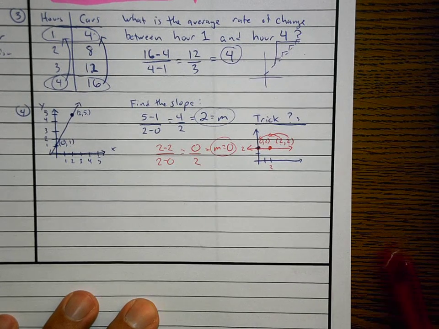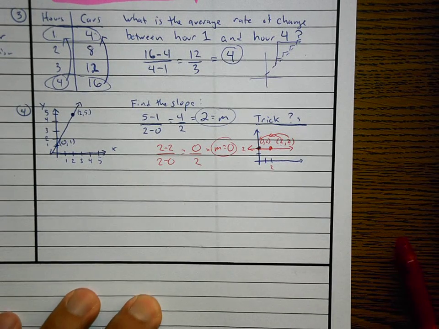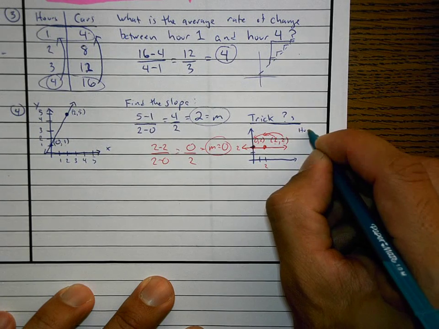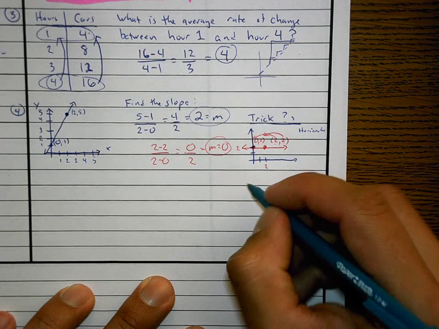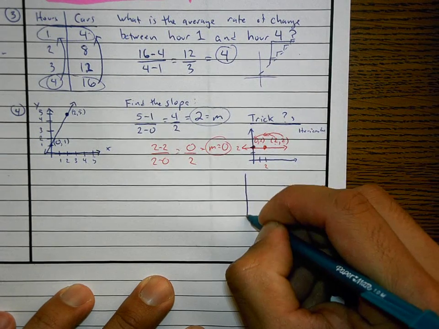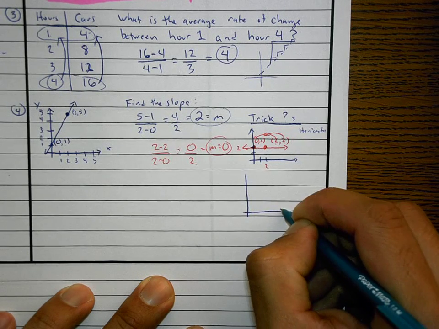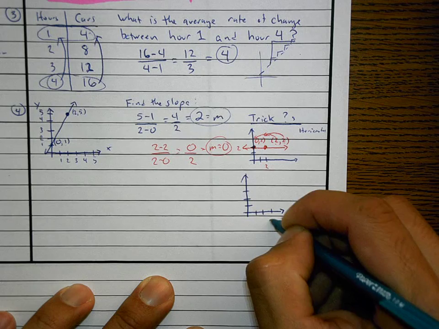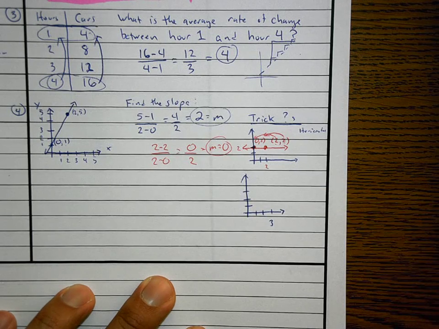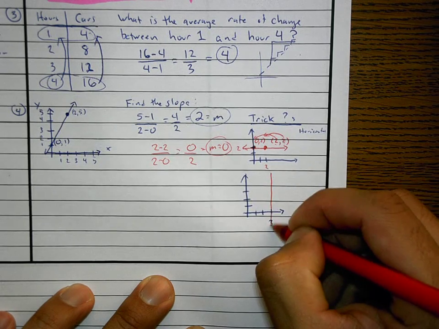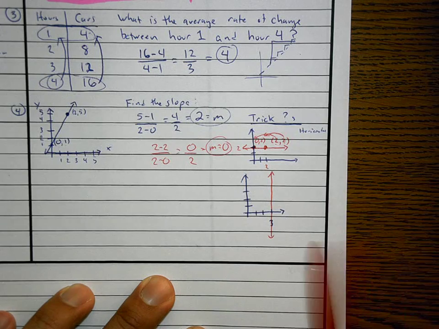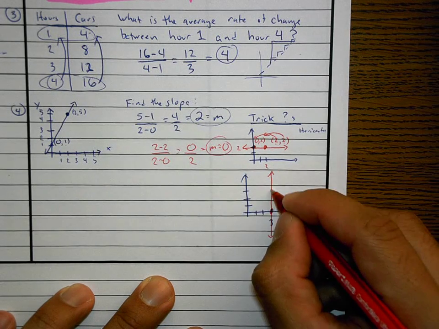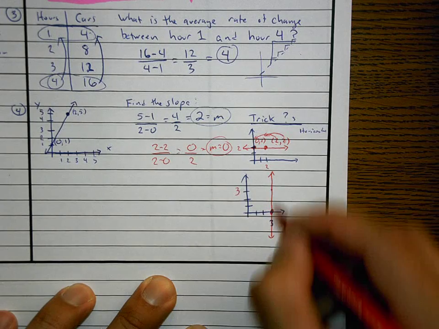Is that the same for a vertical line? Okay, this one was a horizontal line. Now we're going to do a vertical line. I'm going to do this vertical line here on 3. And then I'm going to pick a couple of points. I'll do this point and that point.